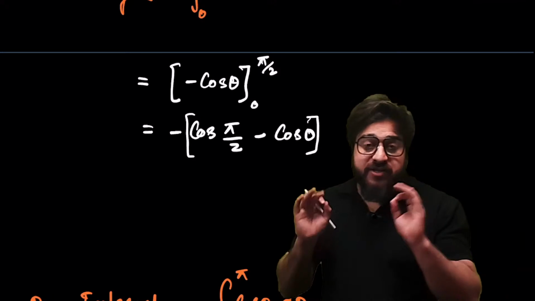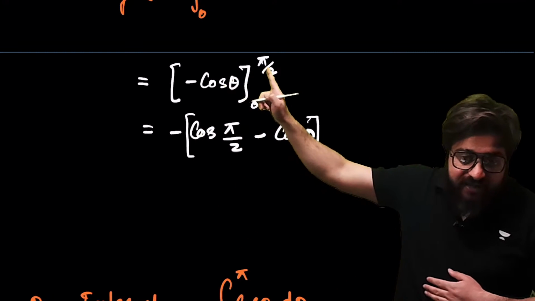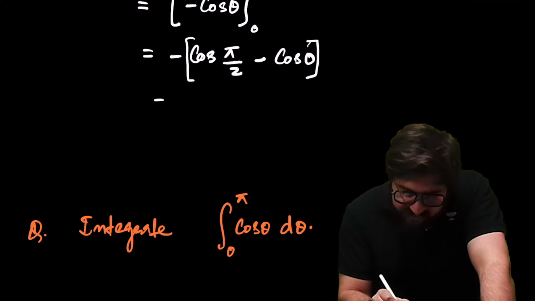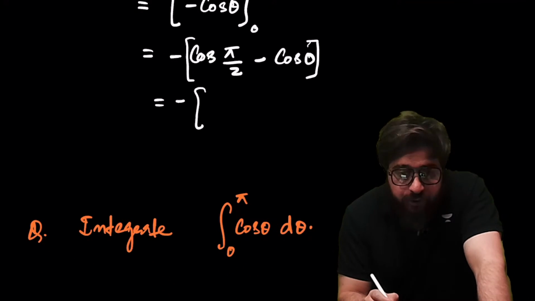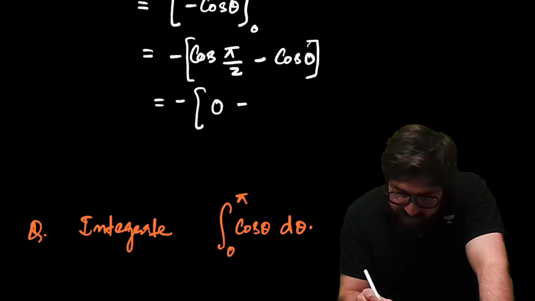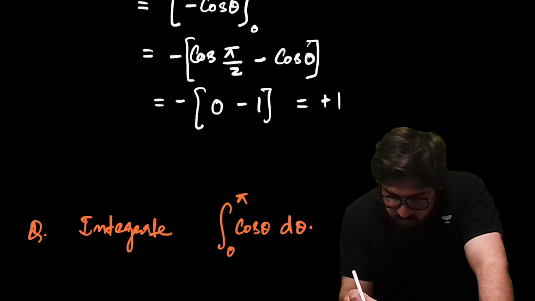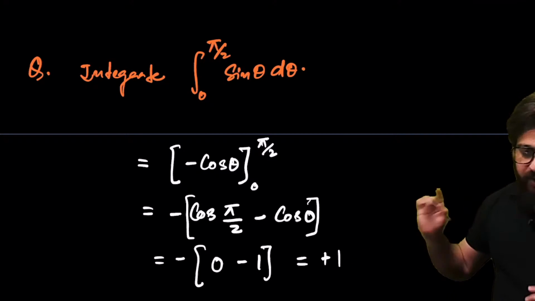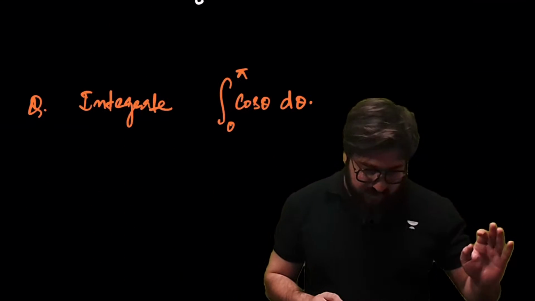First, you put the upper limit in theta, that is pi by 2. Then you put the lower limit, that is 0. So we can write minus cos pi by 2, that is cos 90 is 0, minus 1. So it will be plus 1. So the integration of this is plus 1.